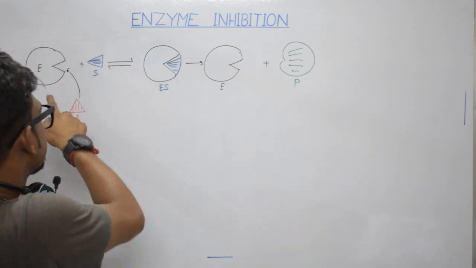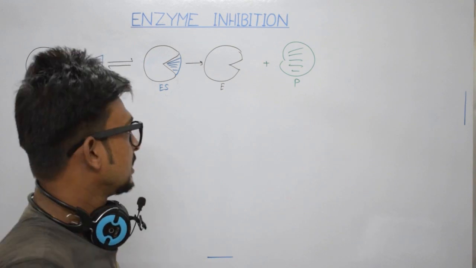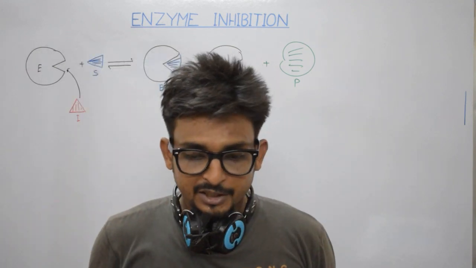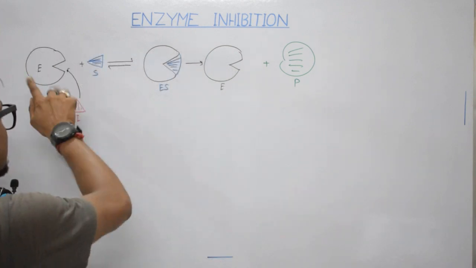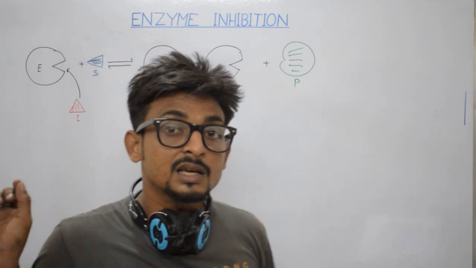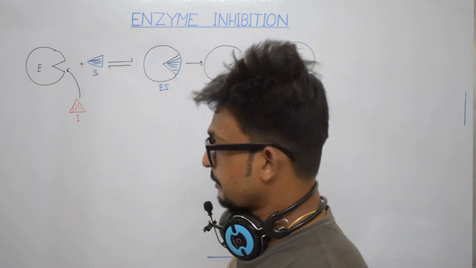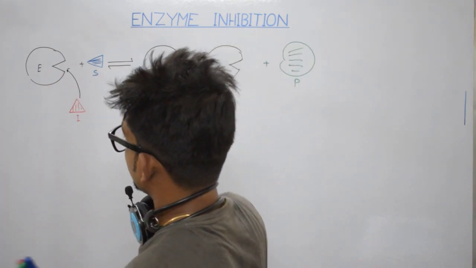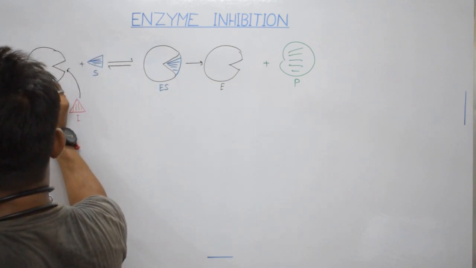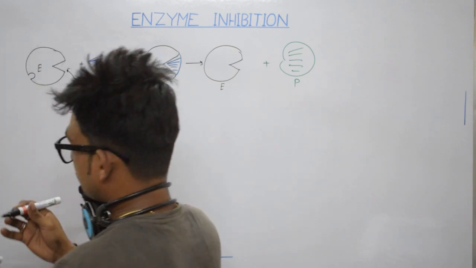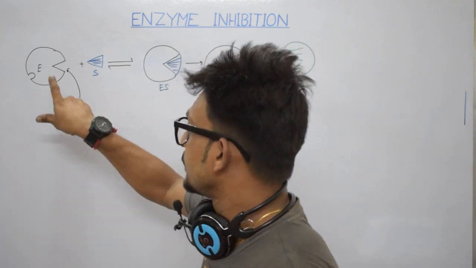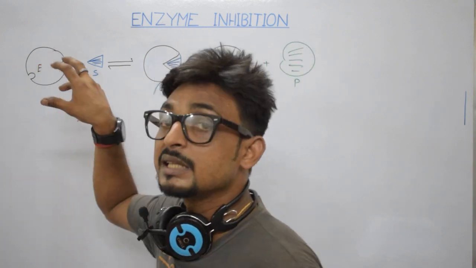Rather, it will form the enzyme inhibitor complex, right? So no product formation is done. Another type of inhibitor can bind to another region of the enzyme, that is the regulatory region of the enzyme. Let's say this particular pocket represents the site where different types of molecules can bind and regulate this particular enzyme.